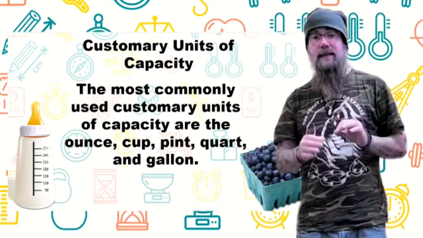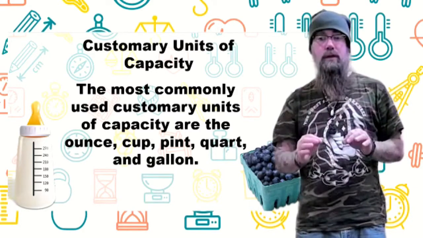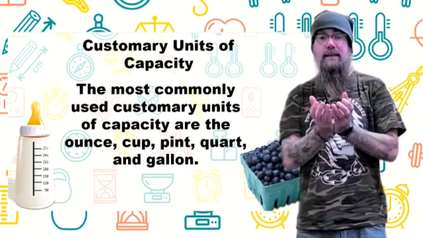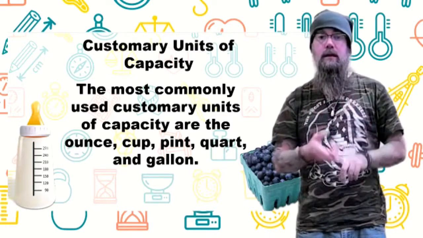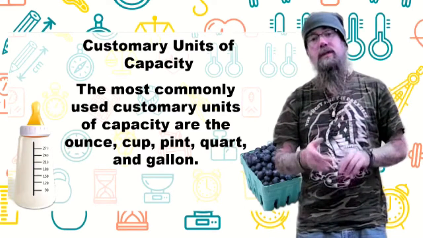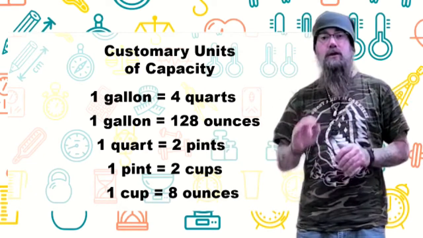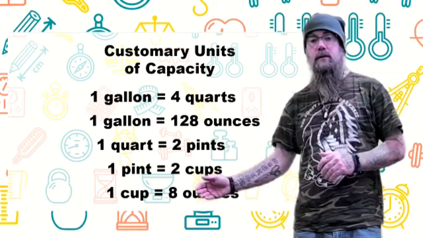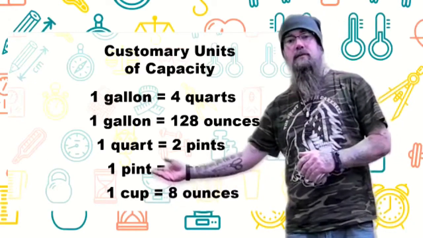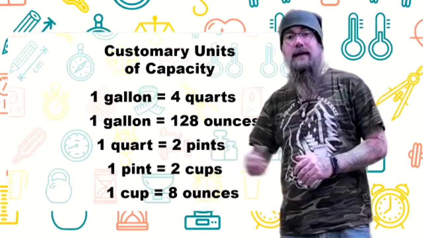In the United States, the most commonly used units to measure how much is in a container are ounces, cups, pints, quarts, and gallons. When we talk about customary units of capacity, we start with the smallest unit, which is ounces, and work our way up to cups, pints, quarts, and then gallons.